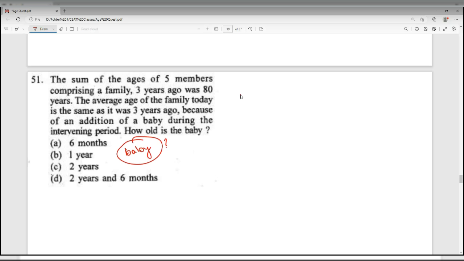So please do mark it here. And then we have 2 timelines. One is today and one more is T minus 3, that is 3 years ago. And we have these 5 members, and then today, currently, there is a baby. So there are at least 6 members. So we can take it as M1, M2, M3, M4, and the baby.